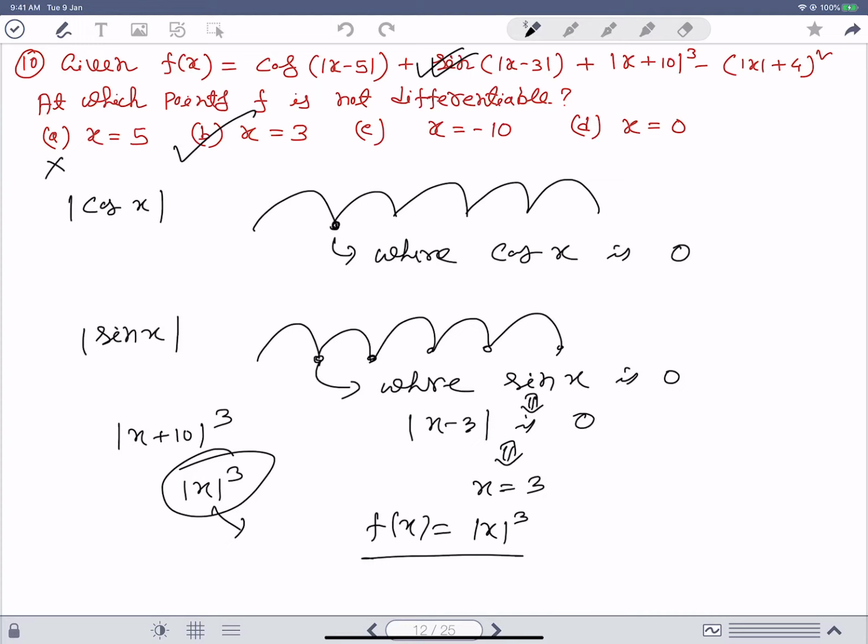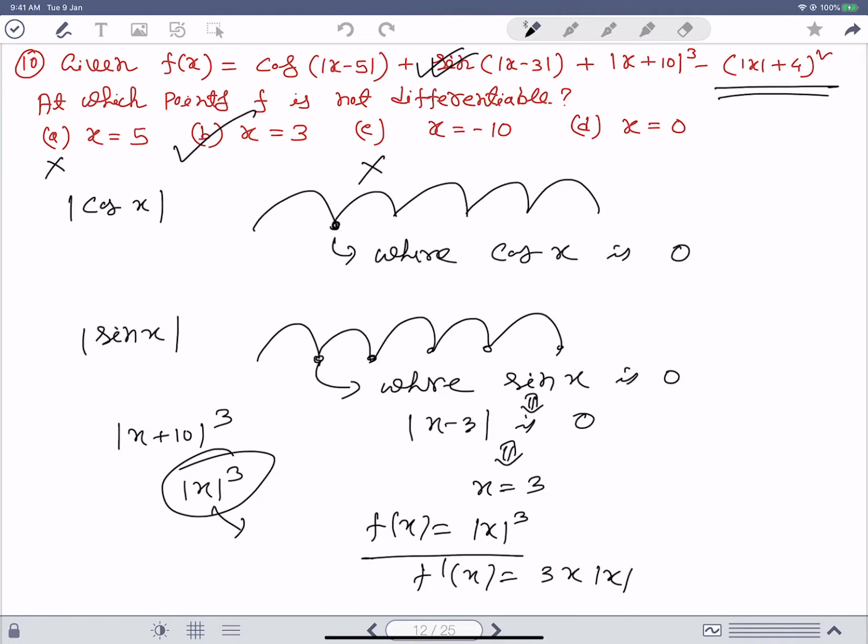So, the derivative will be 3x squared mod x, 3x mod x. Exactly. So, f dash x will be 3x mod x. Right. So, actually the derivative exists at 0 as well. Okay. So, there will not be a problem with this one. So, f will be differentiable.